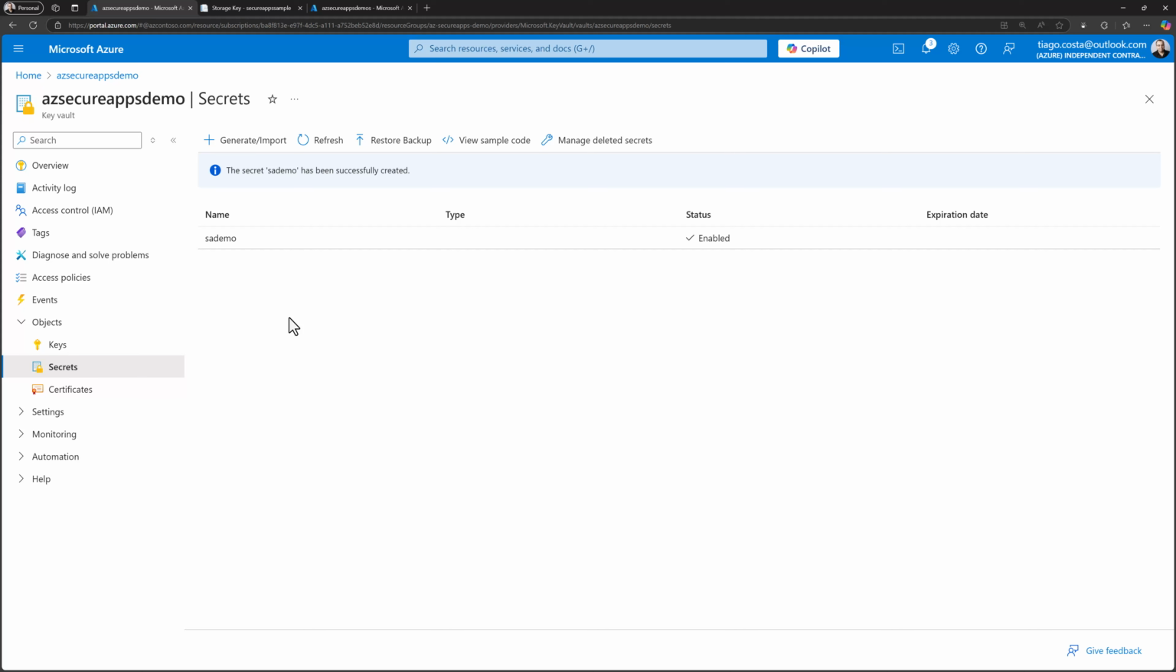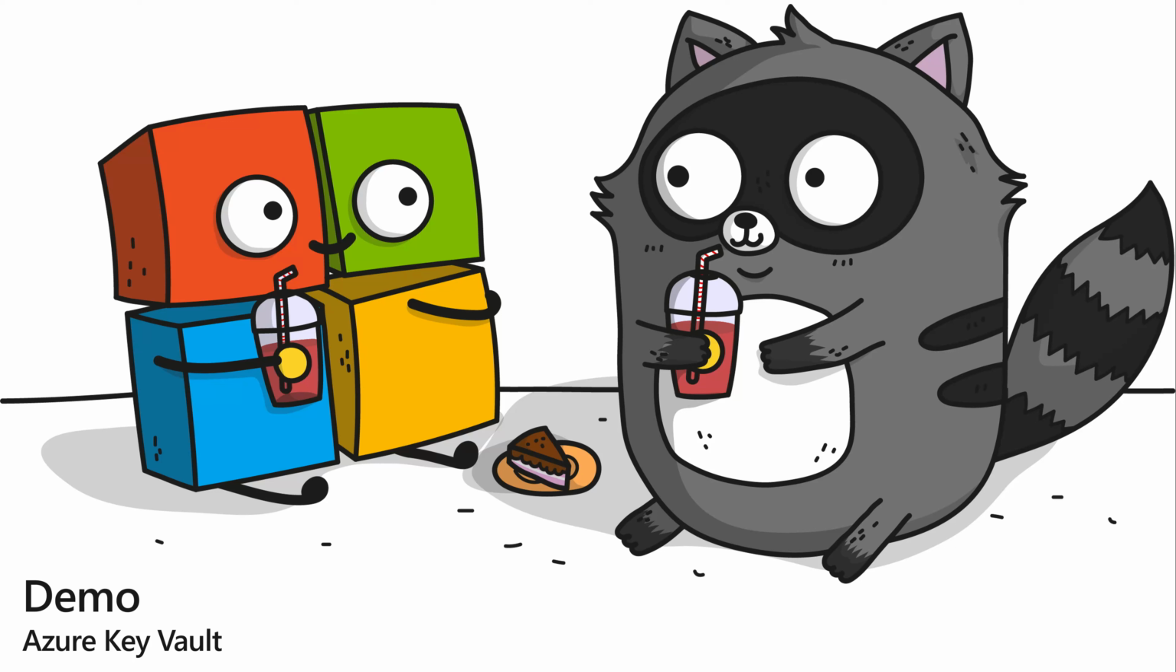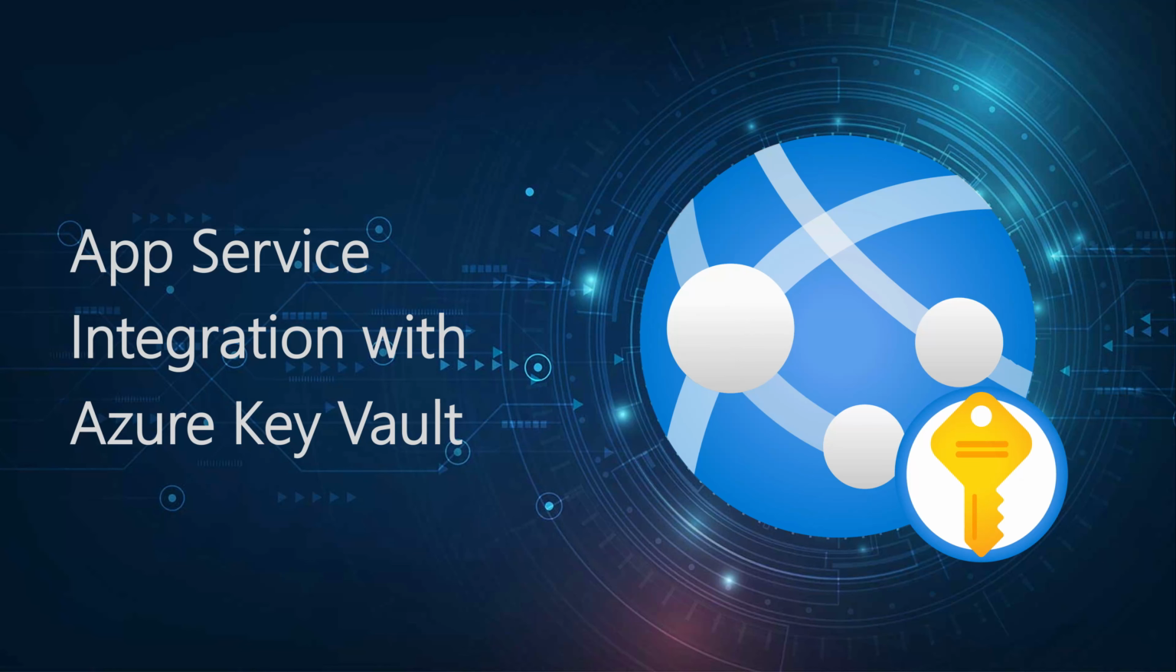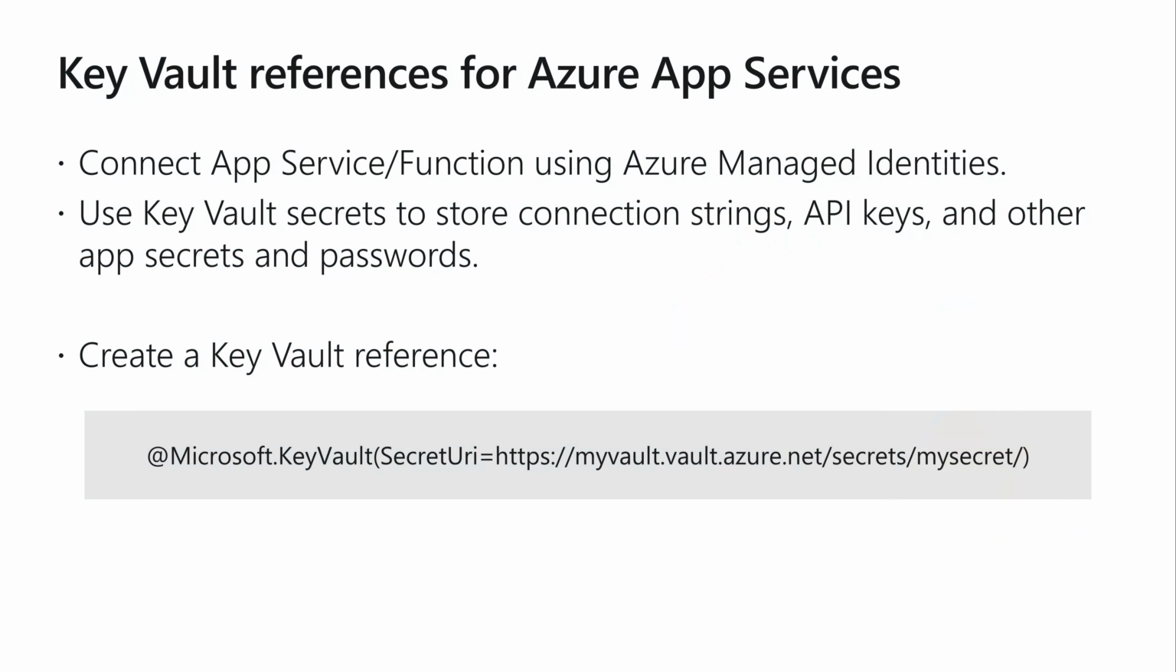Now what I can do is, look, I could write some code, change my app, and make sure that the app calls this. Okay, that'll work. But I have a much, much better way of doing this. And that is by using what we call an app service integration with Key Vault. This integration with Key Vault is going to leverage something called managed identities that I'm going to explain in just a minute.